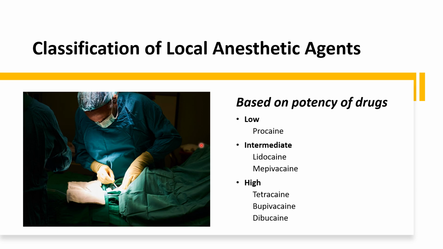Local anesthetics can also be classified based on the potency of the drugs: low, intermediate, and high potency. Low potency drugs include procaine, intermediate potency drugs include lidocaine and mepivacaine, and high potency drugs include tetracaine, bupivacaine, and dibucaine. These are the commonly used drugs.